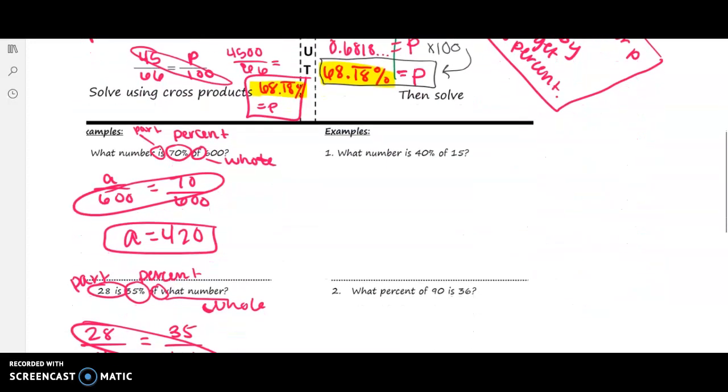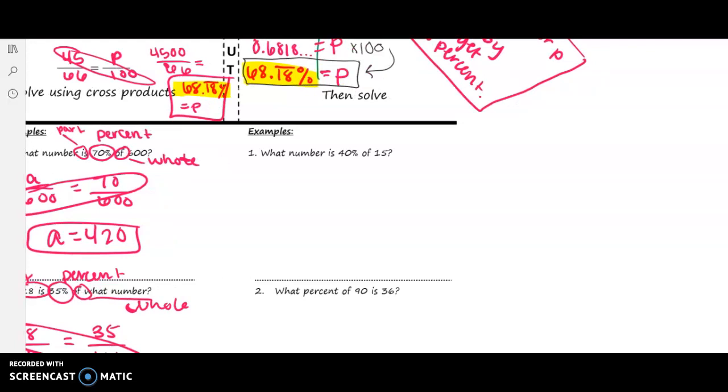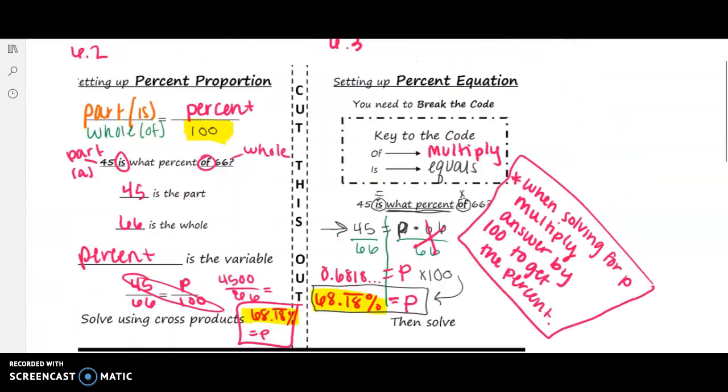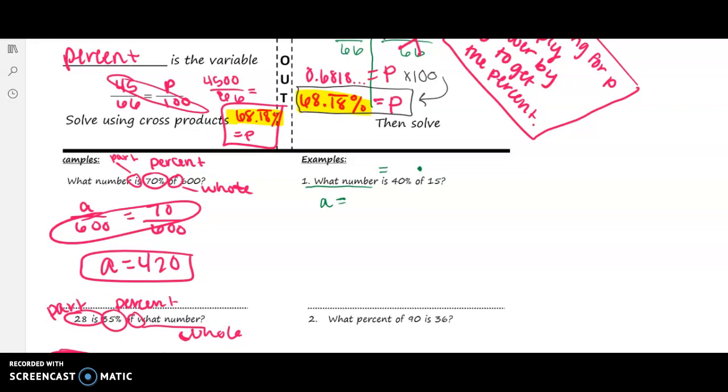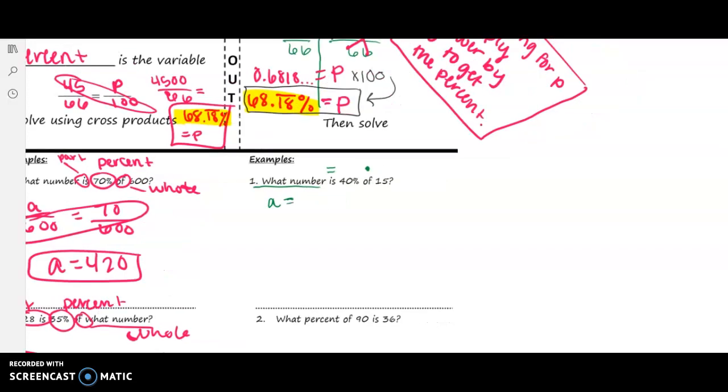All right, so let's do example 1 of our equations. What number is? We know "is" means equals, 40% of 15. So we know we have to multiply. What number? We don't know what number is there, so we're going to put A equals, and we know it's our A because it's next to the word "is." We're still using some of the stuff that we learned the other day, like where part was, we called it A. So we're still using the same concept that we already learned.